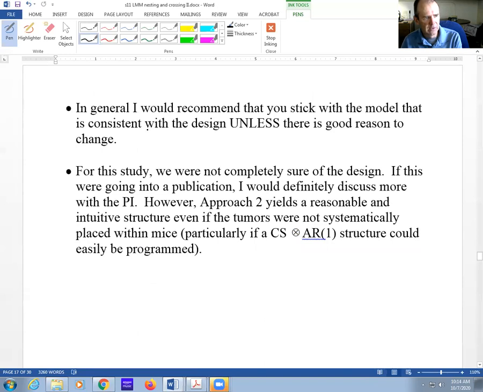So one of my points is, in general, I would recommend that you stick with the model that is consistent with the design unless there is good reason to change. For this study, we were not completely sure of the design at the time that I did the analysis. If this was going to be a published paper, I would talk to the PI for sure and try to really figure out what it was. Approach 2, the Kronecker product approach, yields a reasonable structure that's also intuitive, even if the tumors were not systematically placed within mice. So there was an advantage to it, even if the design was nested, in my opinion.